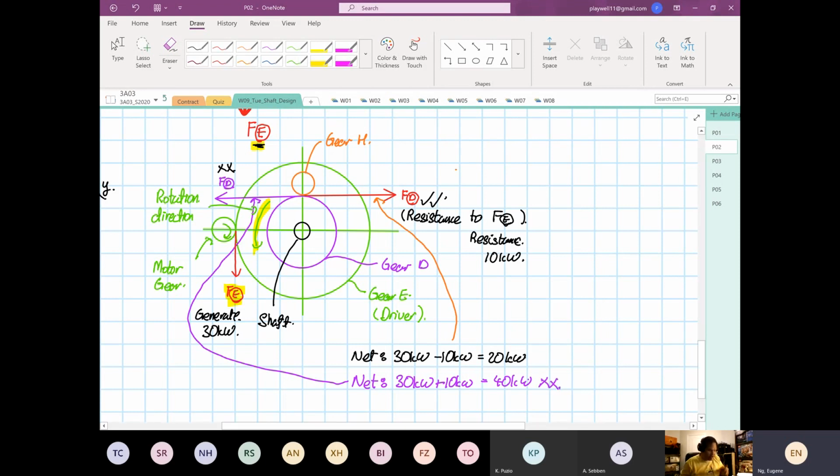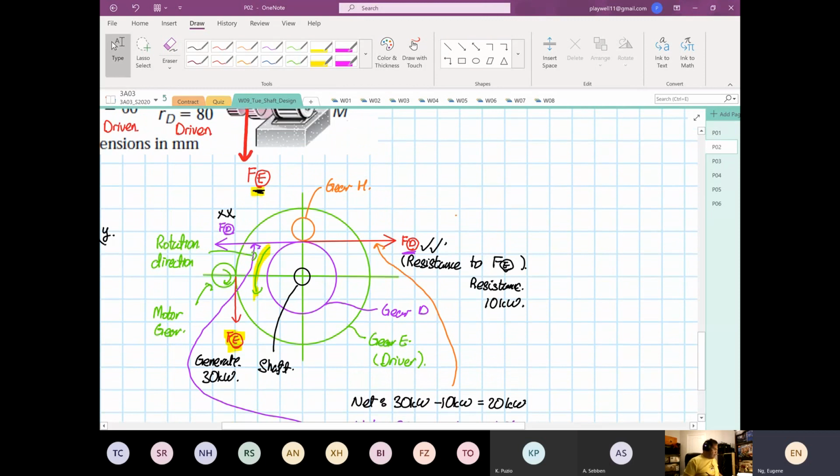And with this mindset of thinking, that is why FD is in the opposite direction. As I said, a lot of students make this mistake, unfortunately. They thought that if FE is coming down, everything will follow the direction. No. So far, are you all okay? Yes or no? Any questions? No one has questions? Okay.